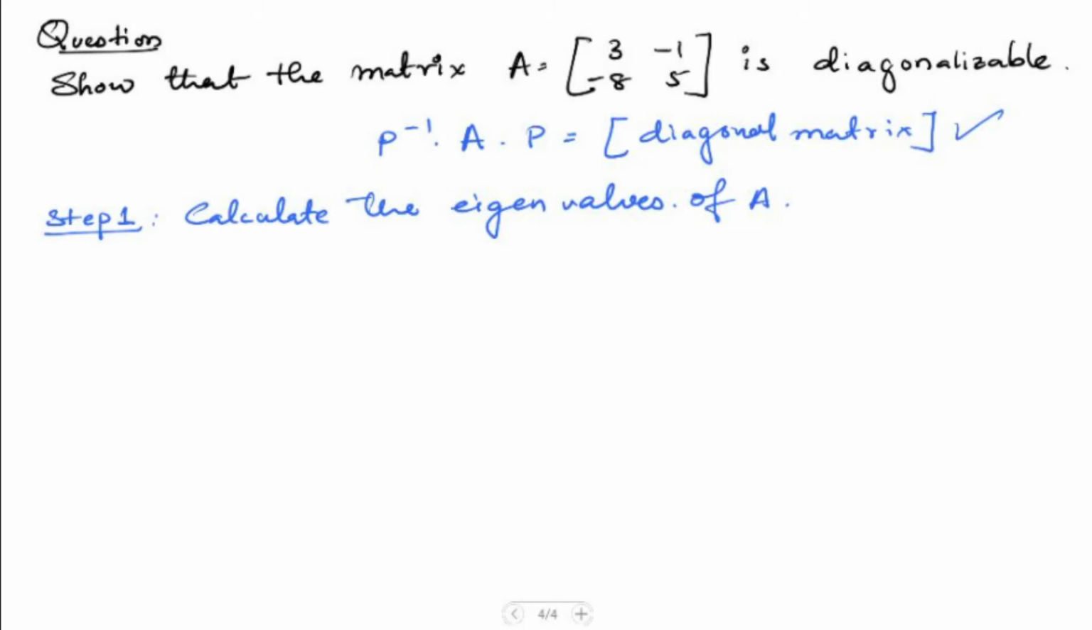Now, how do you calculate the eigenvalues of A? You have to take the determinant of the matrix, but you have to subtract lambda from the diagonal. That's 3 minus lambda and 5 minus lambda. The rest of the elements stay the same.